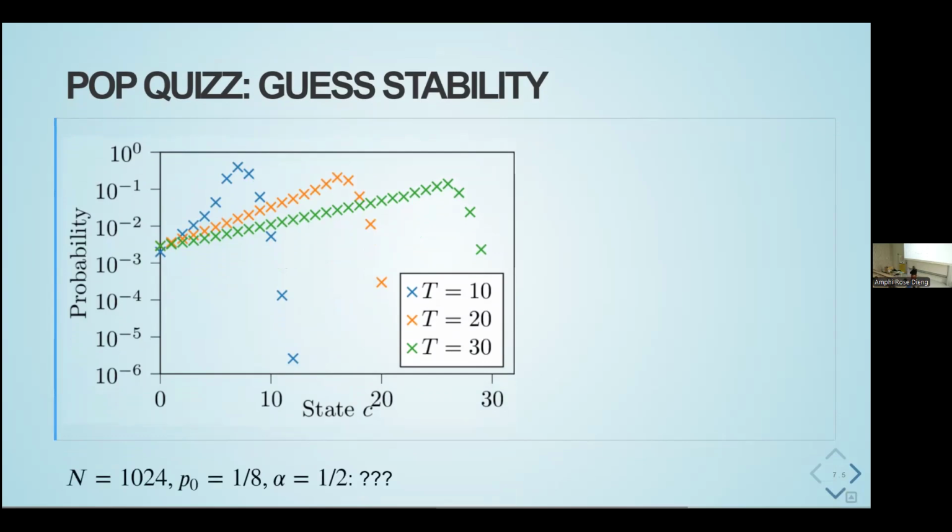So the parameters are there, 1,000 stations and P0 smaller than alpha. And the answer, at least as far as I'm concerned, is I have not the slightest idea if this is stable or not. I don't know. And actually, what's the issue there?